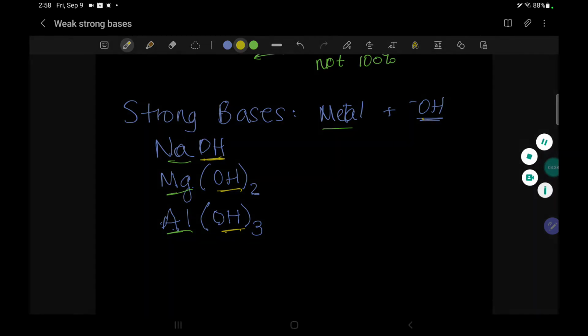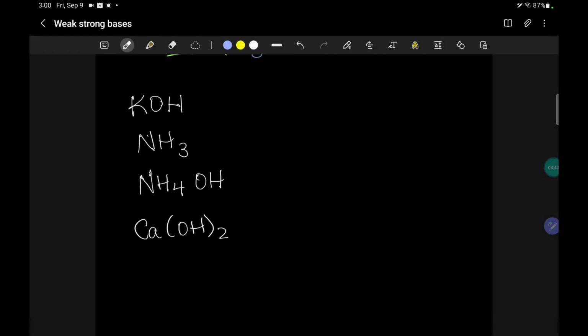So now let's practice this. Go ahead and pause the video for a second. Figure out if these are weak or strong bases and why. Okay, so our first one, we've got potassium hydroxide. So we see that this is our metal. This is our OH, so that's what's going to make that a strong base.